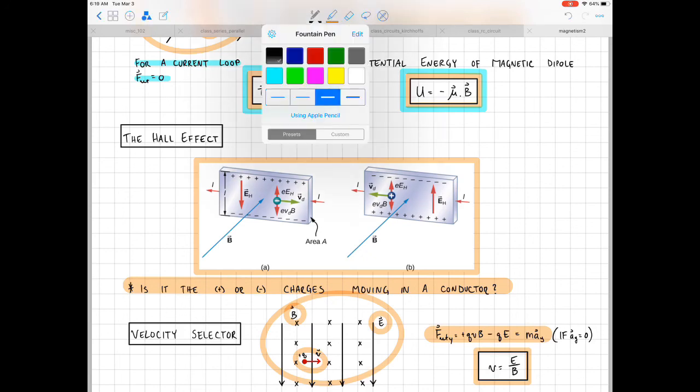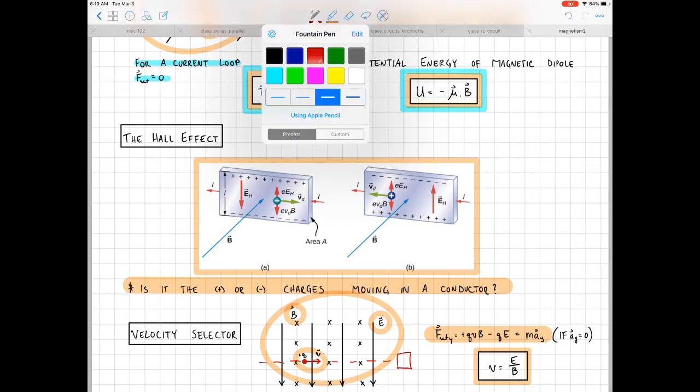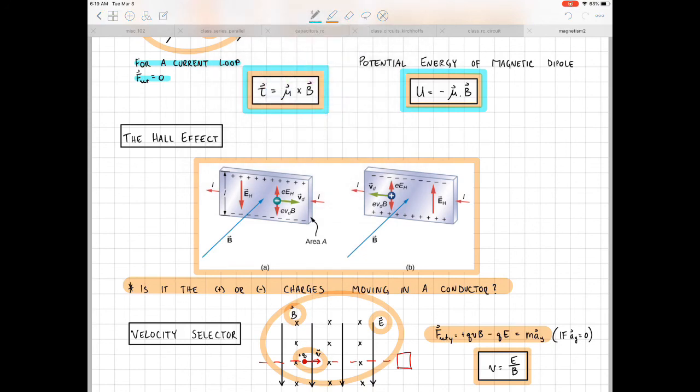And so what that means is if you're shooting these particles through, it's only particles with the right speed that'll come out the other side. And so let's say you've got a little detector over here. It's only particles with that specific speed that'll make it through the field and pass into that detector. And any particle that's charged and moving at a different speed will get deflected and miss.